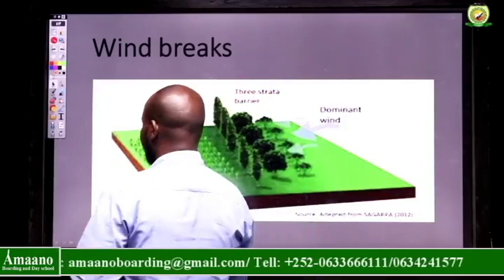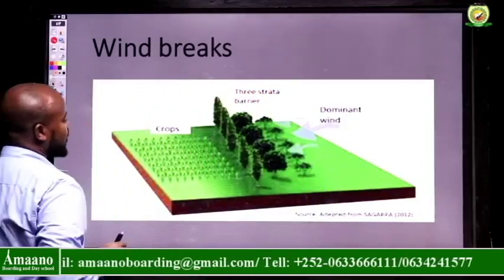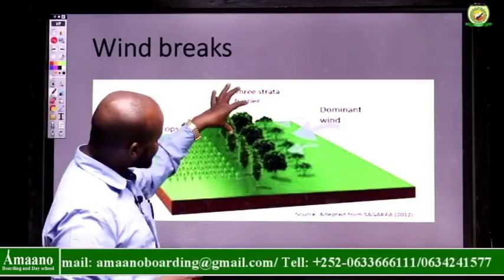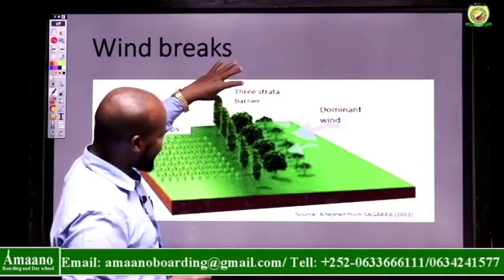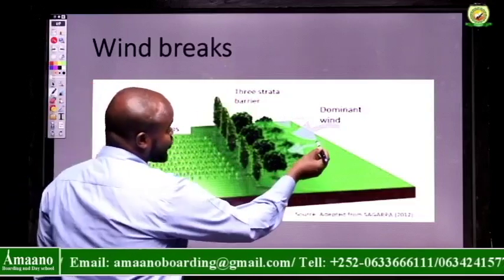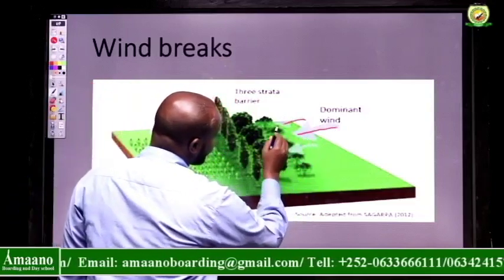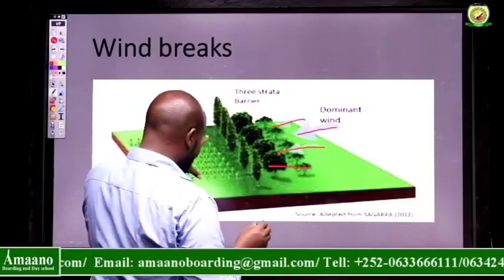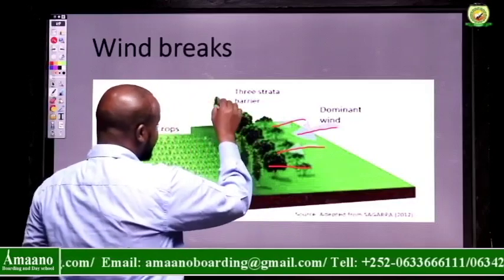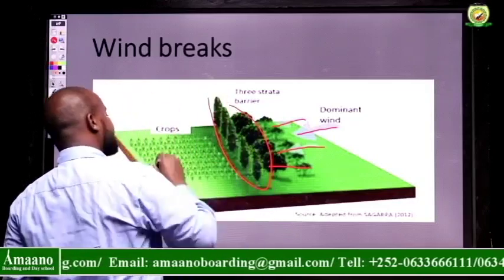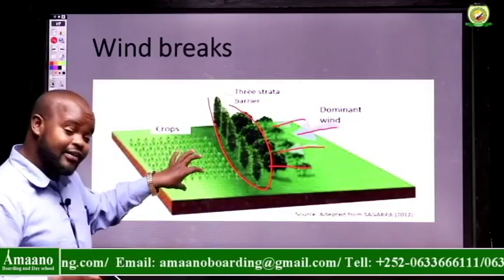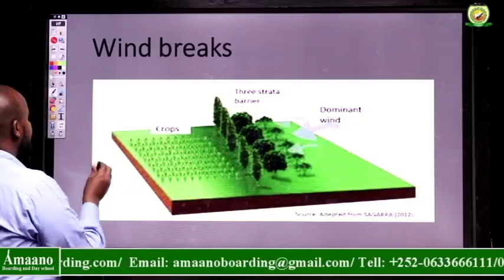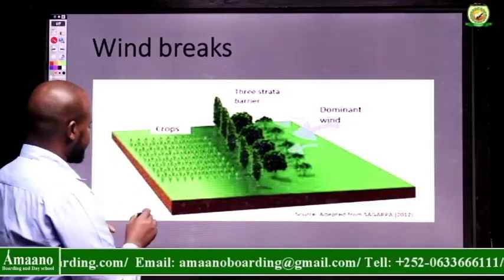So these are the windbreaks. This is how a windbreak looks. For example, we have a small farm here, and there is a group of plants in line here. As you see, the wind is coming from this side, and it's very strong. But the wind is being blocked by this group of plants, and it cannot reach here. So, windbreaks.